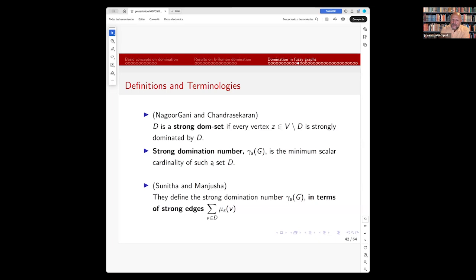And finally, the author Sunitha defined the strong domination number in terms of strong edges. It's a little bit different. Instead of considering the sigma value, they consider the strong domination number as the minimum sum of the mu s of the vertices.